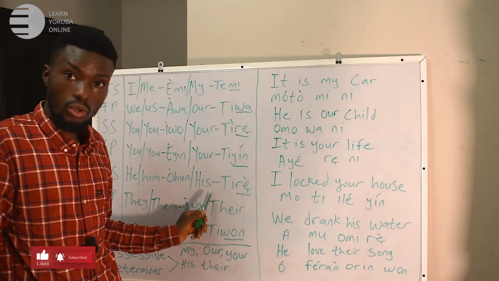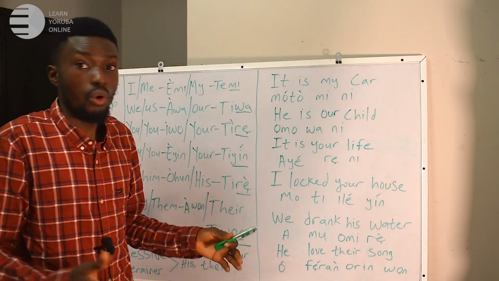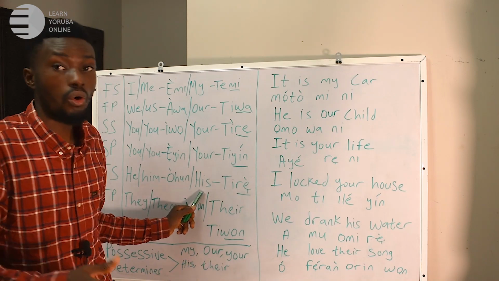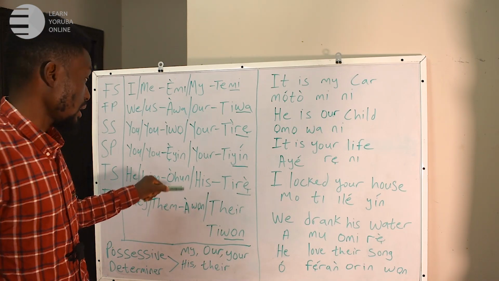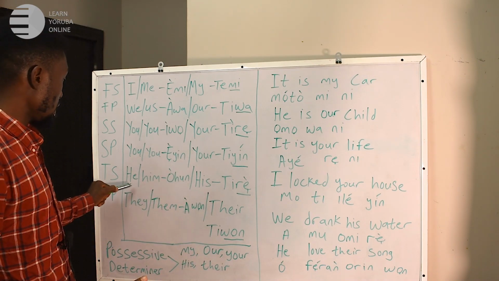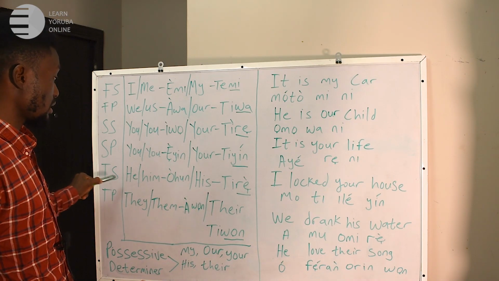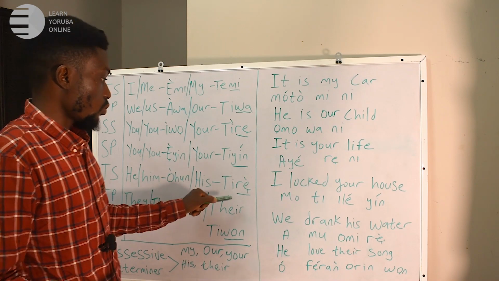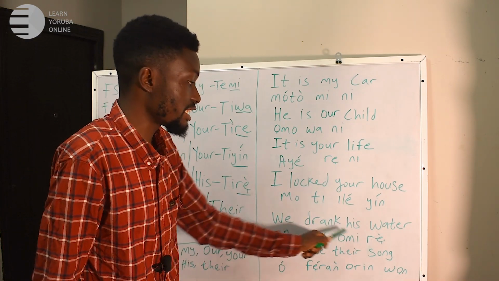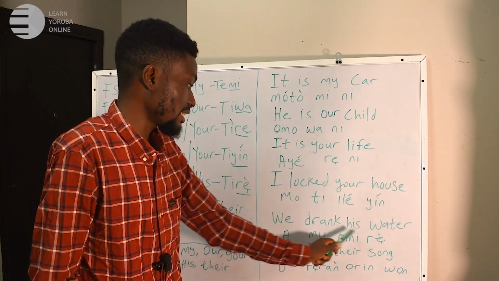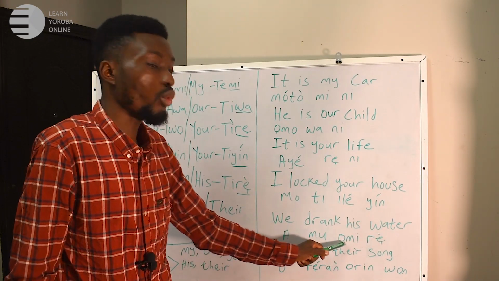It is or ha or it in Yoruba, but I don't have much space. That's why I don't put "and it" there. So to show possession with the third person singular is what we have in Yoruba. In English, we have it like "we drank is water." Amu omi re.